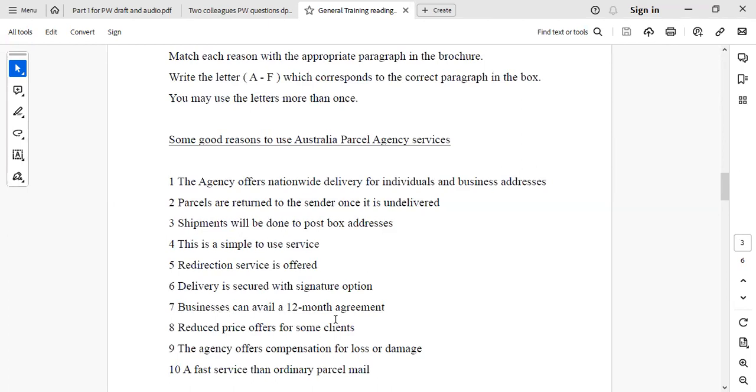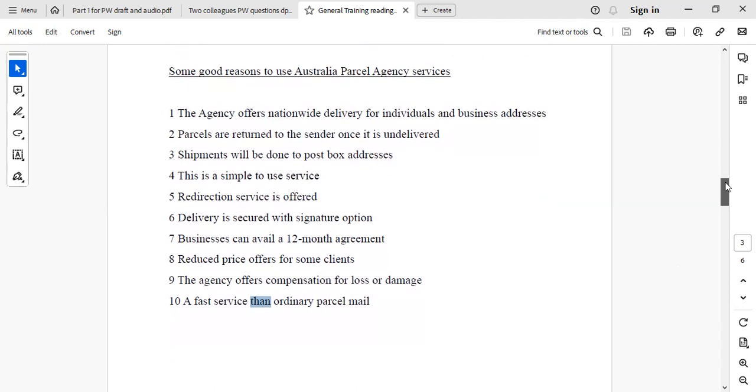Reduced price offers for some clients. Client is someone who gives business. Reduced price, discounts, no. Agency offers compensation for loss or damage. I don't know about that. A faster service than ordinary. The comparison is done here. So I don't know anything about the given information. It's too early for me to decide an answer after paragraph number 1. So I won't mark anything. I'm not confident to do that.